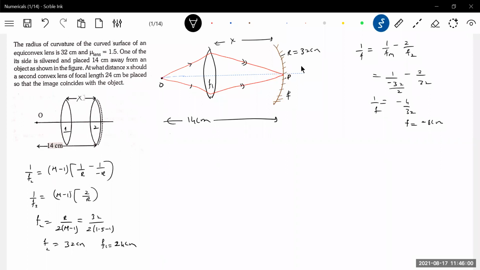So it should form the final image at that particular point. First case: if the image I1 is formed at the pole, the final image will be formed at the object only. Then what is this distance? 14 minus x should be equal to x, so we'll apply the lens maker's equation: 1/v minus 1/(minus of (14 minus x)) equals 1/f1, that is 24. Anybody, value of x?